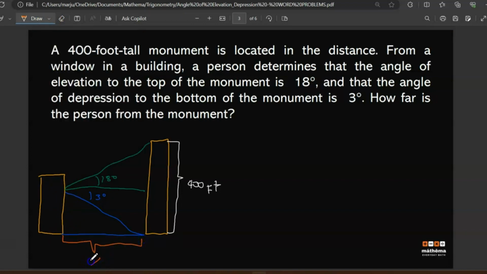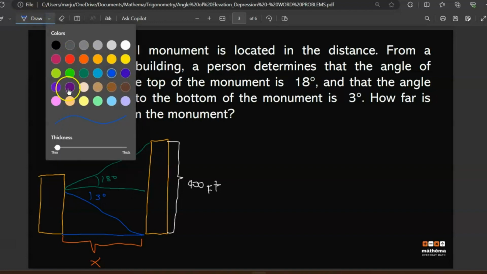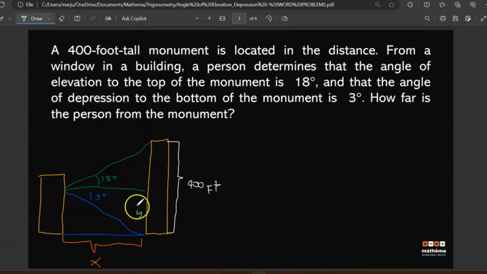So we'll label this one as our x. Now to solve for x, all we have to do is find first the proportion of this part of the tower or monument. So we will call this one our y, and if this distance is y, then this distance will be what? That will be 400 minus y.